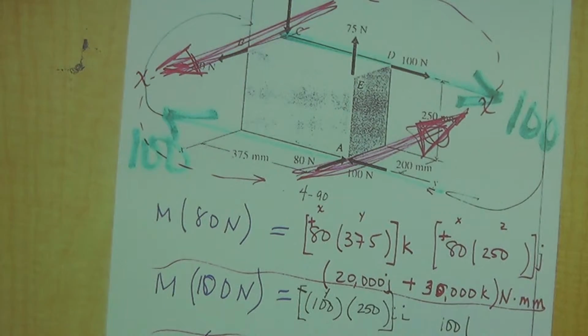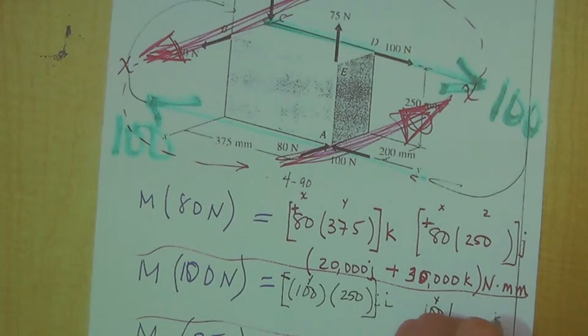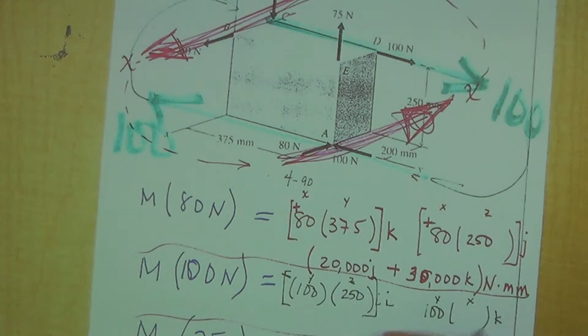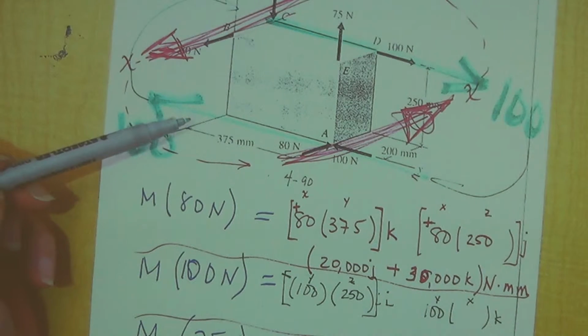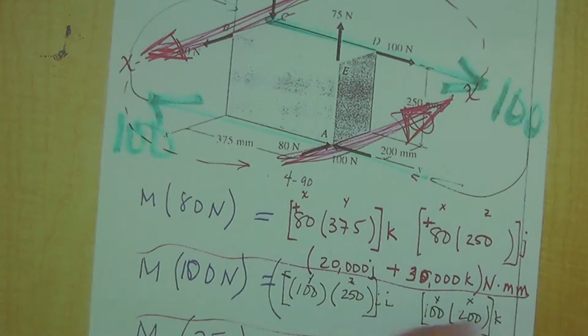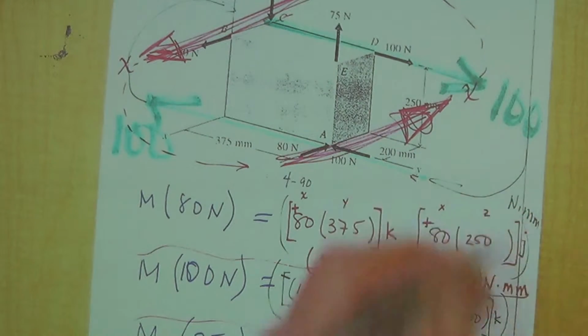100. So Enrique, 100 is in the y. We're looking at the moment created in the z. So the distance has got to be in the x. What's the perpendicular distance in the x? Which would be 200. 200. And it'd be negative.